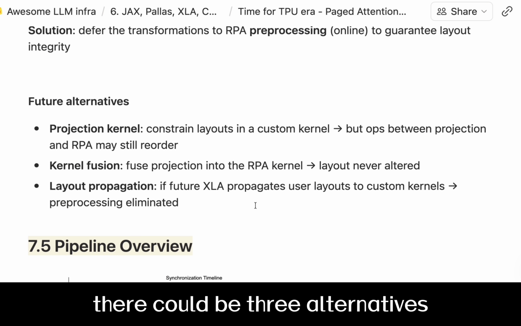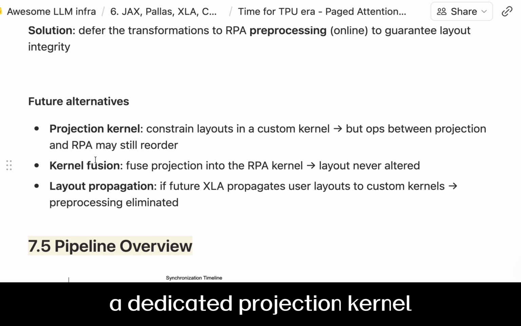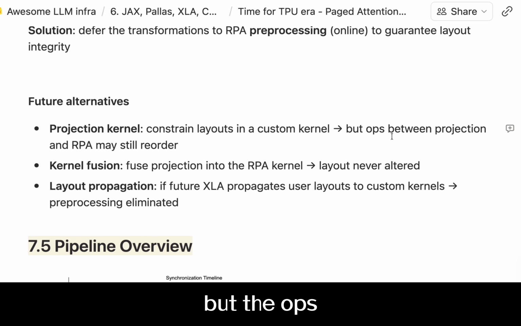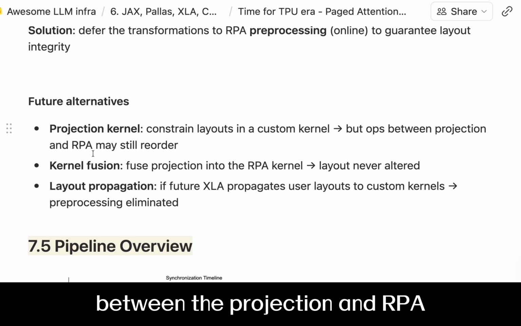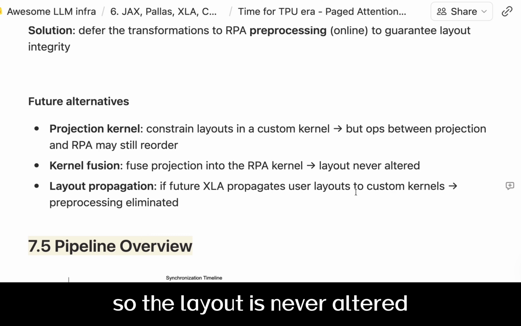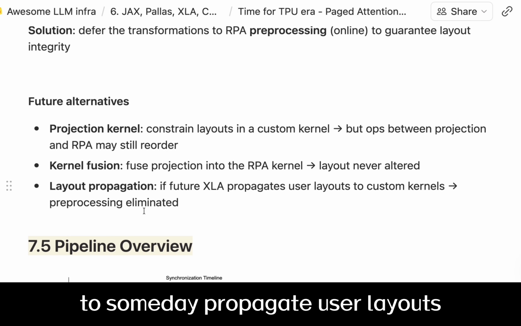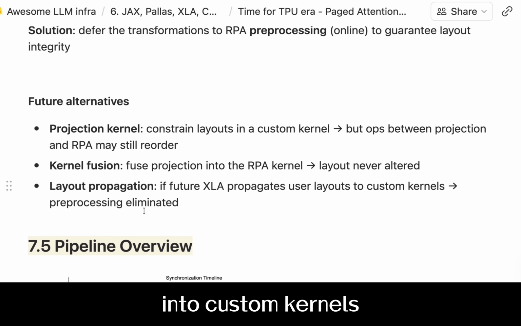Looking ahead, there could be three alternatives. We can write a dedicated projection kernel that locks the layout, but the ops between the projection and RPA may still reorder. The second one is to fuse projection into the RPA kernel, so the layout is never altered. That's a complete fix. And the last option is to wait for XLA to someday propagate user layouts into custom kernels. If that happens, the preprocessing step can be deleted entirely.